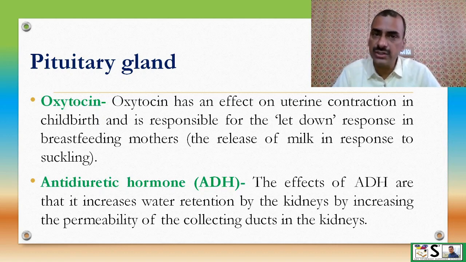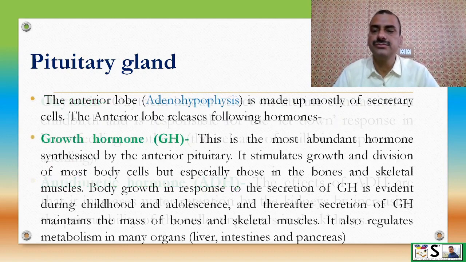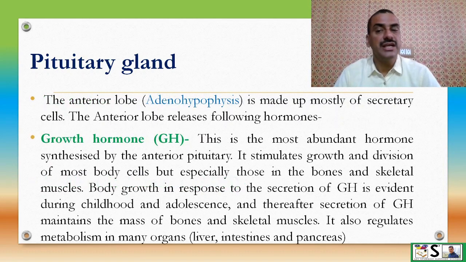Next is antidiuretic hormone. The effect of ADH is that it increases the water retention by kidneys by increasing the permeability of collecting ducts in the kidneys. The anterior lobe is known as adenohypophysis, which is made up mostly by secretory cells.